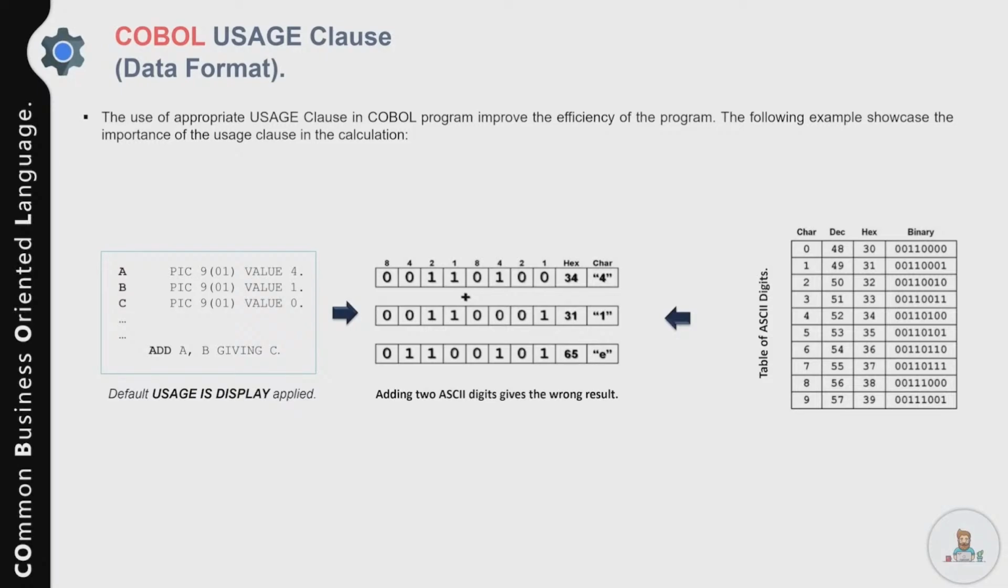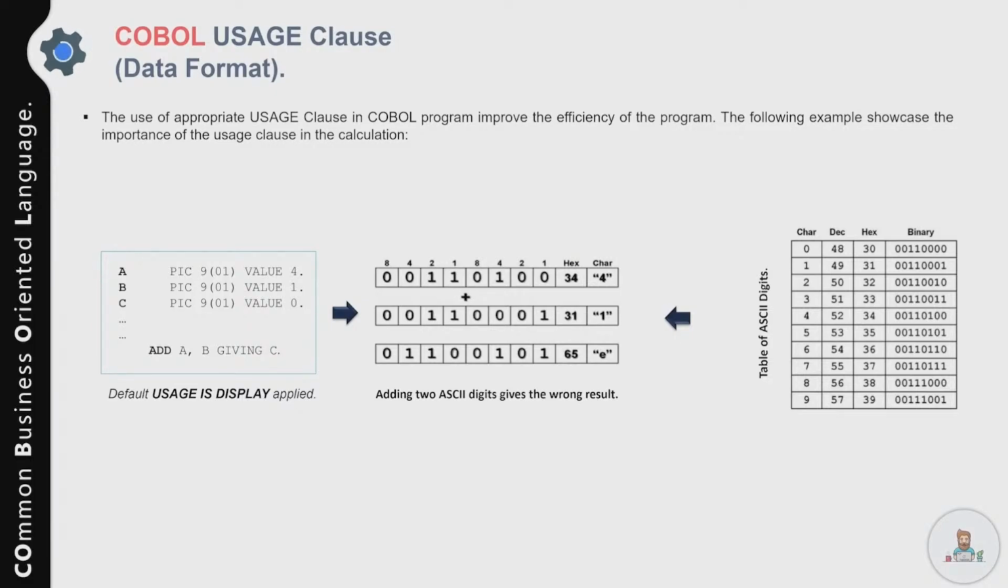As I already mentioned, none of the data items has an explicit usage clause, so they default to USAGE IS DISPLAY. This means that the values of variables A, B and C are stored as ASCII digits. The digit 4 in A is encoded as 00110100 and the digit 1 in B is encoded as 00110001. When these binary numbers are added together, the result would be 011000101, which is the ASCII code for the lowercase letter e, which is absolutely wrong.